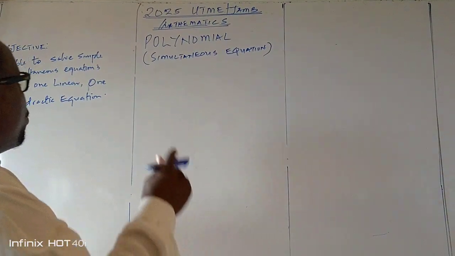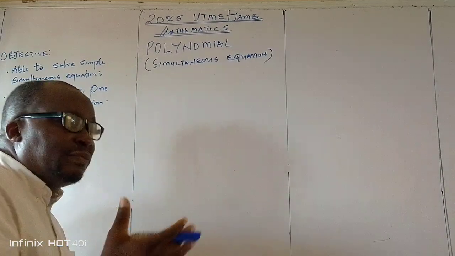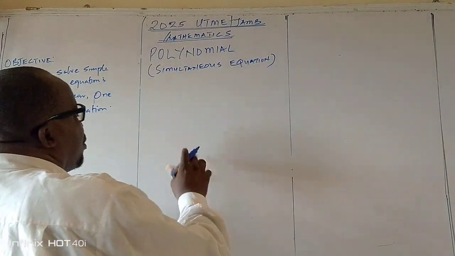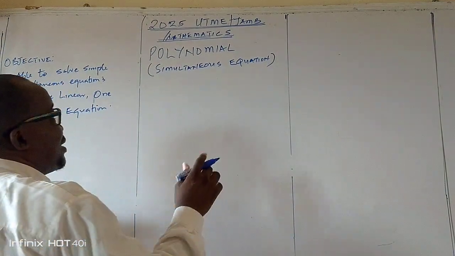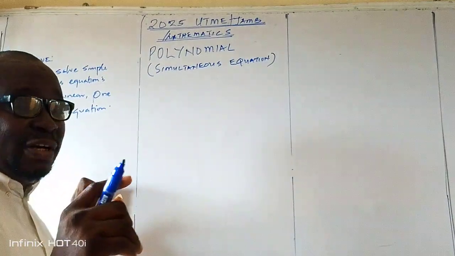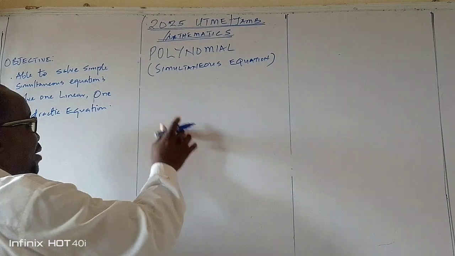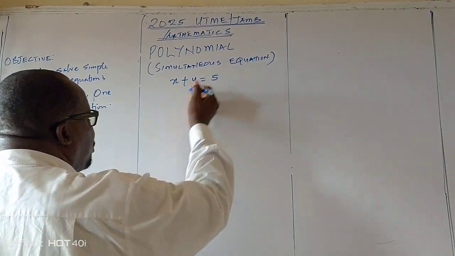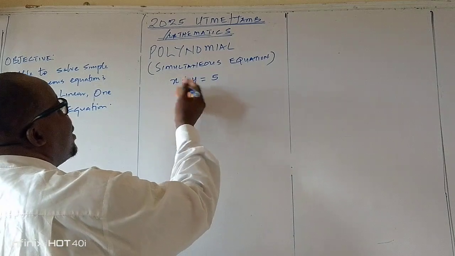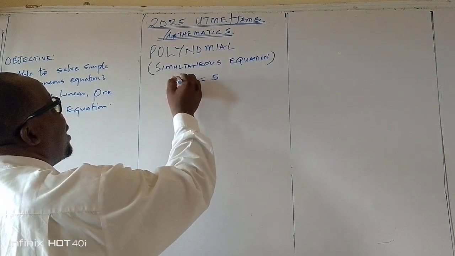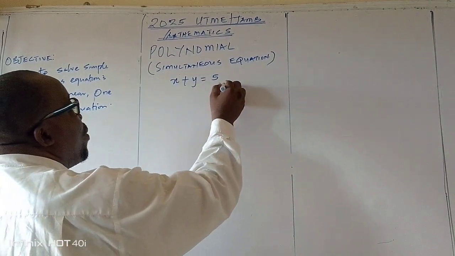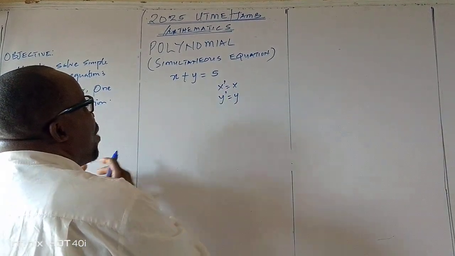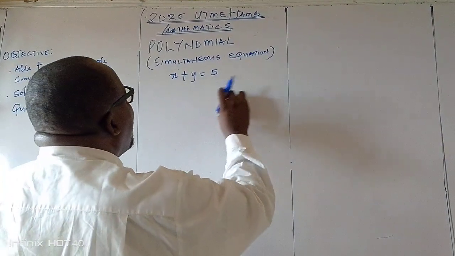First of all, we want to treat simple first degree linear simultaneous equations. An equation is said to be a linear equation when the highest power of the variable is 1. Meaning that if I say x plus y equals 5, it's a linear equation. Why? Because the highest power of the variable here is x raised to power 1, because x raised to power 1 is written as x. y raised to power 1 is written as y, okay?